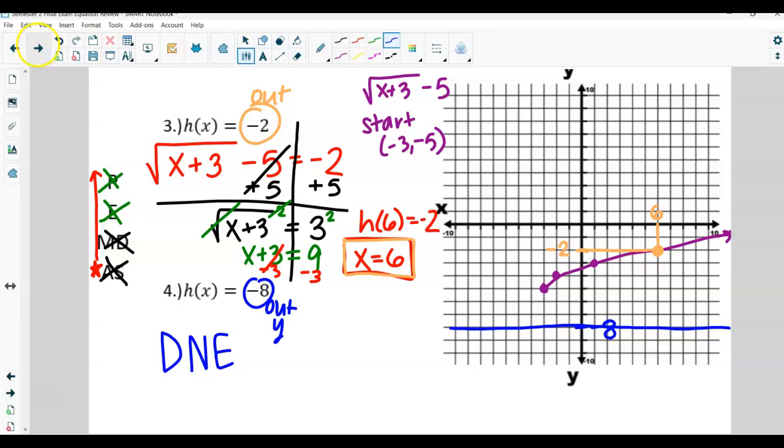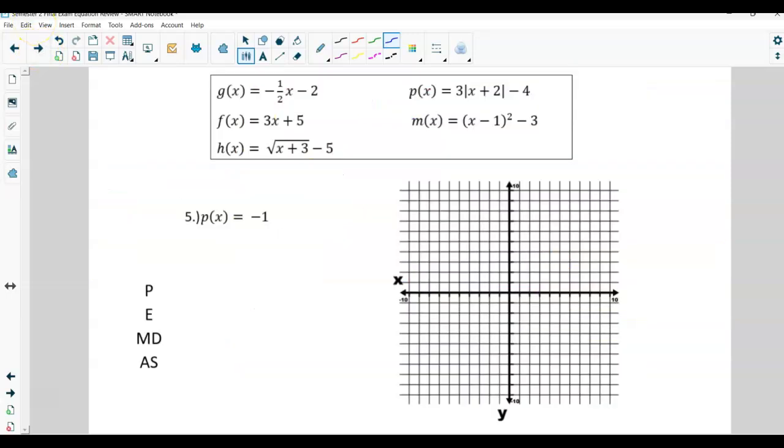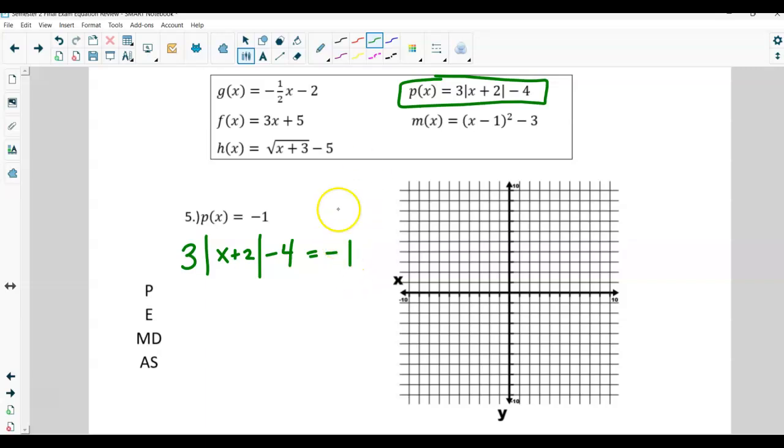Okay, moving on to p of x equals -1. Let's take a look at p of x. And we can see that it is an absolute value, so maybe already be thinking what that graph looks like. For setup, we will say our p of x function equals -1.